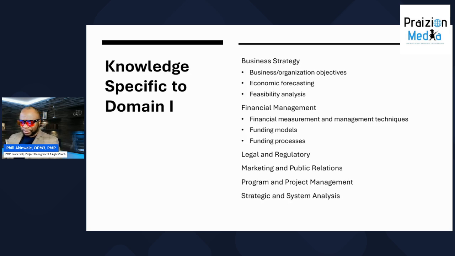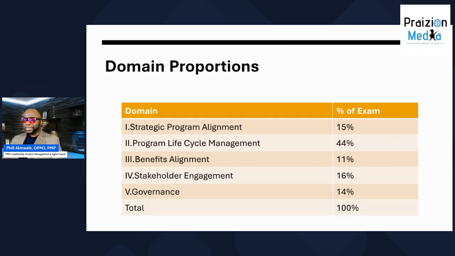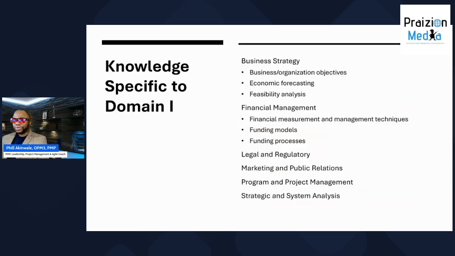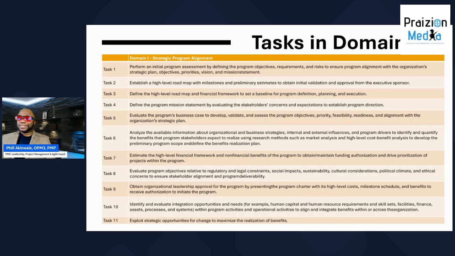Domain one. Taking a look at our slide here, you can see that the first domain is strategic program alignment. The knowledge that you need for strategic program alignment is understanding of business strategy, knowing what the organization's objectives are, economic forecasting, feasibility analysis, financial management, legal, regulatory, market and PR, program and project management, and strategic and system analysis. Let's take a look at the tasks in the strategic program alignment domain.